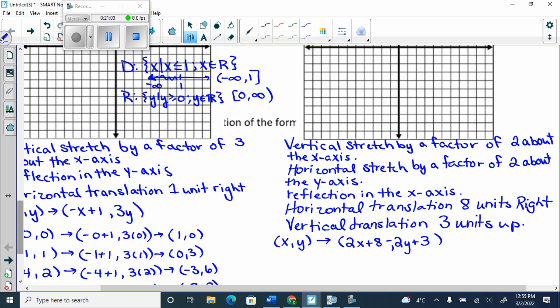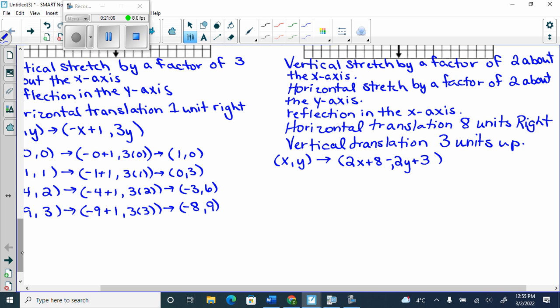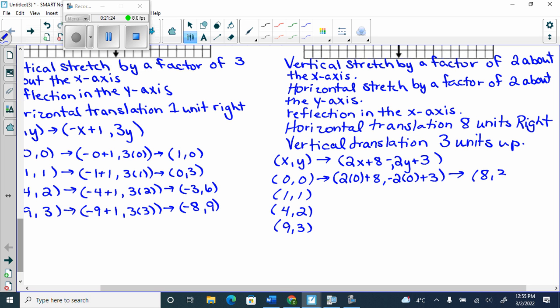Then we plug in our original points: 0, 0, 1, 1, 4, 2, 9, 3. So we're going to get 2 times 0 plus 8, negative 2 times 0 plus 3. And my new point is at 8, 3. So that's where this graph is starting. Now I know that there's a reflection in the x, so normally it's up and to the right. It's now going to be down and to the right. It's still going to be to the right because it didn't reflect in the y, correct? But now it's going to be down because there's a reflection in the x-axis.